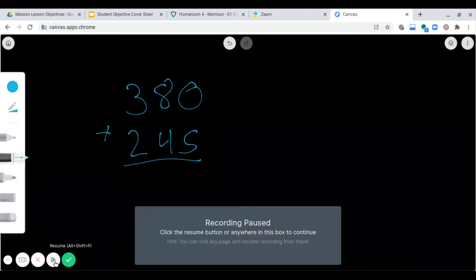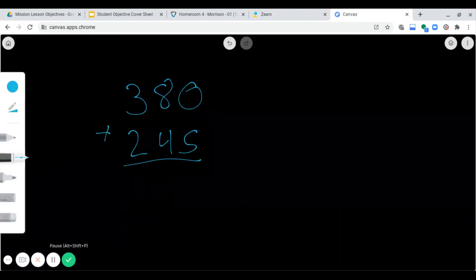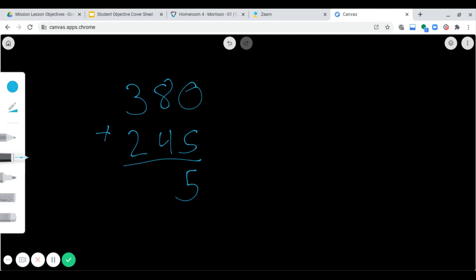So let's do that. All right, so we're adding 380 and 245. So I just set that up here. I'm not trying to do it in my head. I'm writing it out. 5 plus 0 is 5. 8 plus 4 is 12. So I need to carry the 1. So I have 3 plus 2 is 5, plus that 1 I carried is 6.